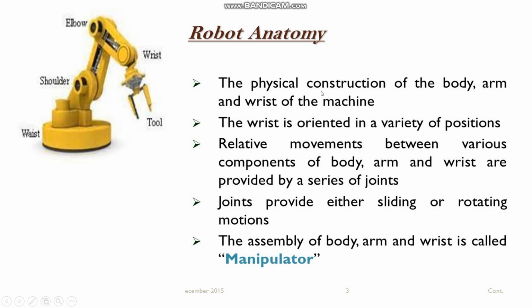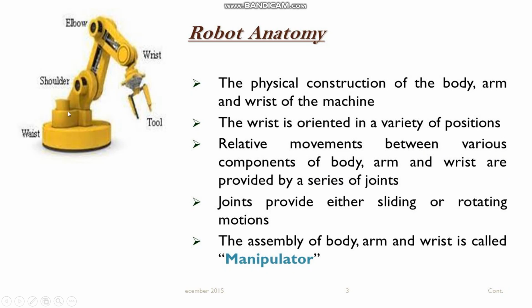Okay. Now I am coming to the text part, the physical construction of the body, arm, and wrist of the machine. So this is comparable. The wrist is oriented in a variety of positions such that in the wrist you can add different tools. For example, you can use a welding gun, you can use a spray painting gun, like that. Anything you can fix.